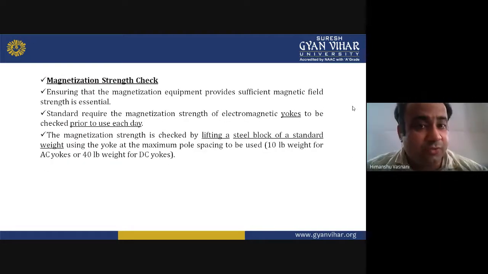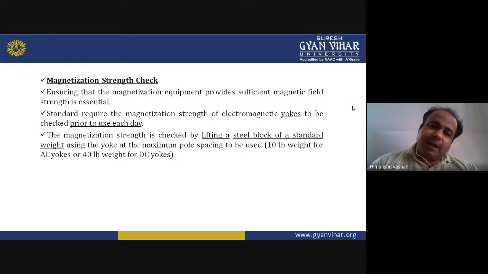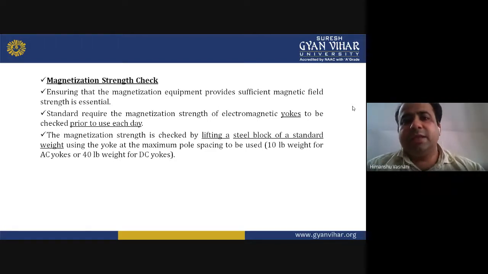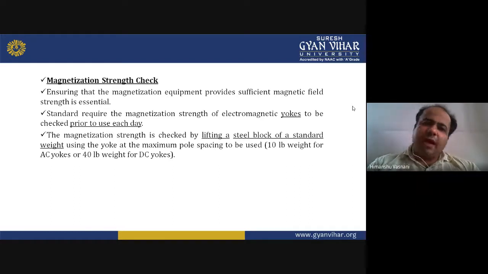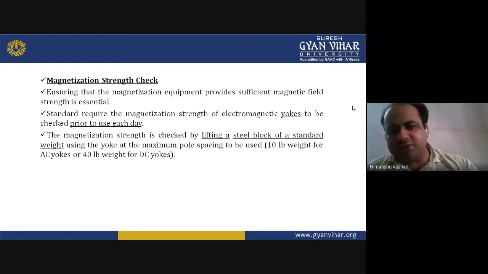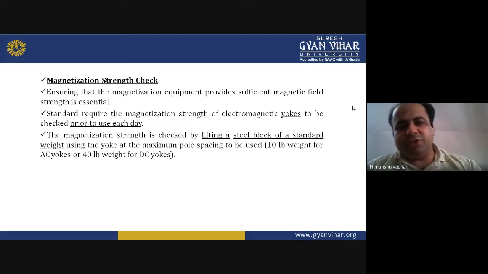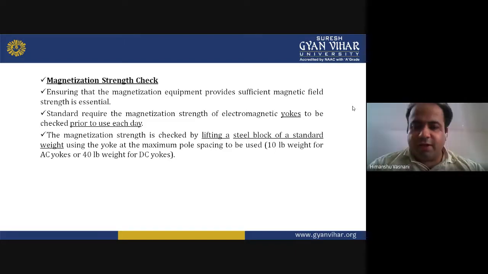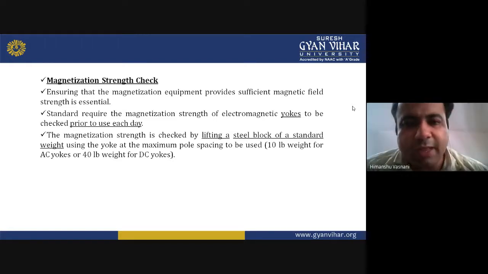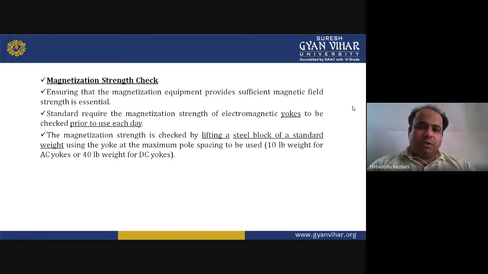The magnetization strength check: ensuring that the magnetization equipment provides sufficient magnetic field strength is essential. Standards require the magnetization strength of an electromagnetic yoke to be checked prior to use each day. The magnetization strength is checked by lifting a steel block of a standard weight using the yoke at the maximum pole spacing to be used.